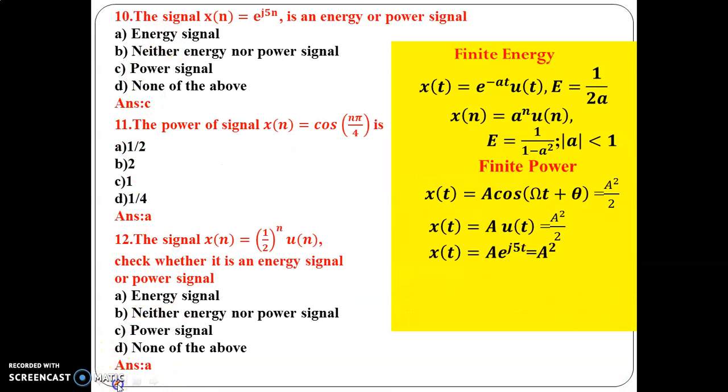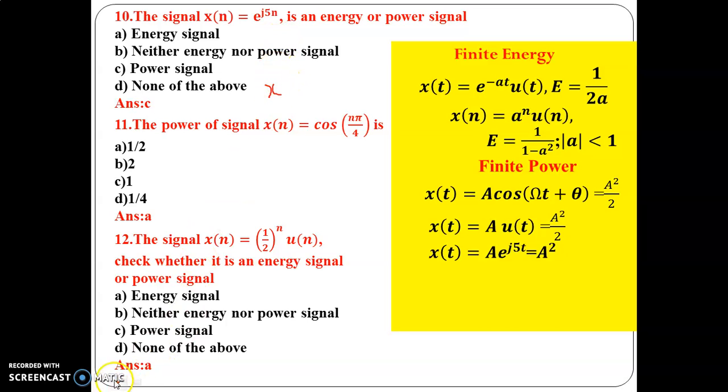The next question, the signal x of n equal to e power j 5n. Is x of n is equal to e power j 5n an energy or power signal? Now this signal is related to this signal. Actually, it is in continuous form. For discrete also the same answer. The answer for power is P is equal to 1 square. It is said to be a power signal.